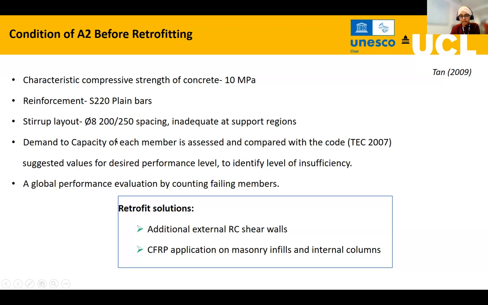Since it was built in 1974, 75, the reinforcement used was plain bars, and the strength of concrete was also quite low. So they designed retrofitting using two techniques. It's a hybrid retrofit using external RC shear walls and CFRP on masonry infills and internal columns.